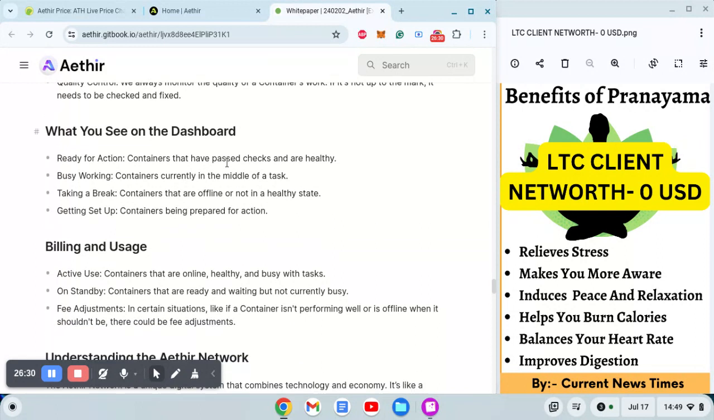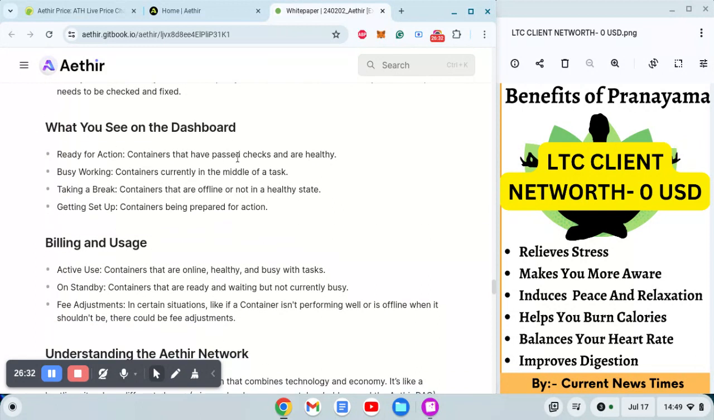What you see on the dashboard. Ready for action: containers that have passed checks and are healthy. Busy working: containers currently in the middle of a task. Taking a break: containers that are offline or not in a healthy state, and containers being prepared for action.